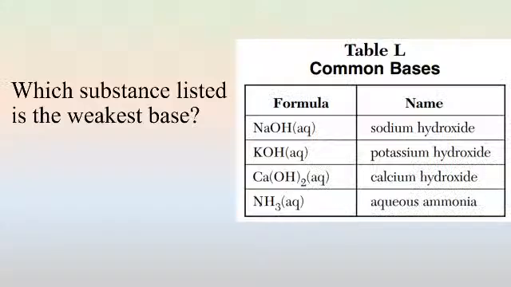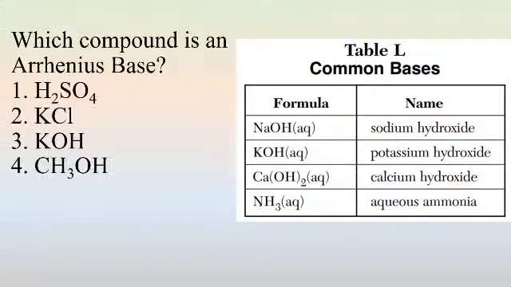So, which substance is the weakest base? Again, at the bottom of the table, ammonia. Which compound is an Arrhenius base? So again, you're just looking through the list. Now here's where you might get tricked, right? Right here. This is what I was talking about. This, though, is an alcohol. Okay? This is right here, okay?